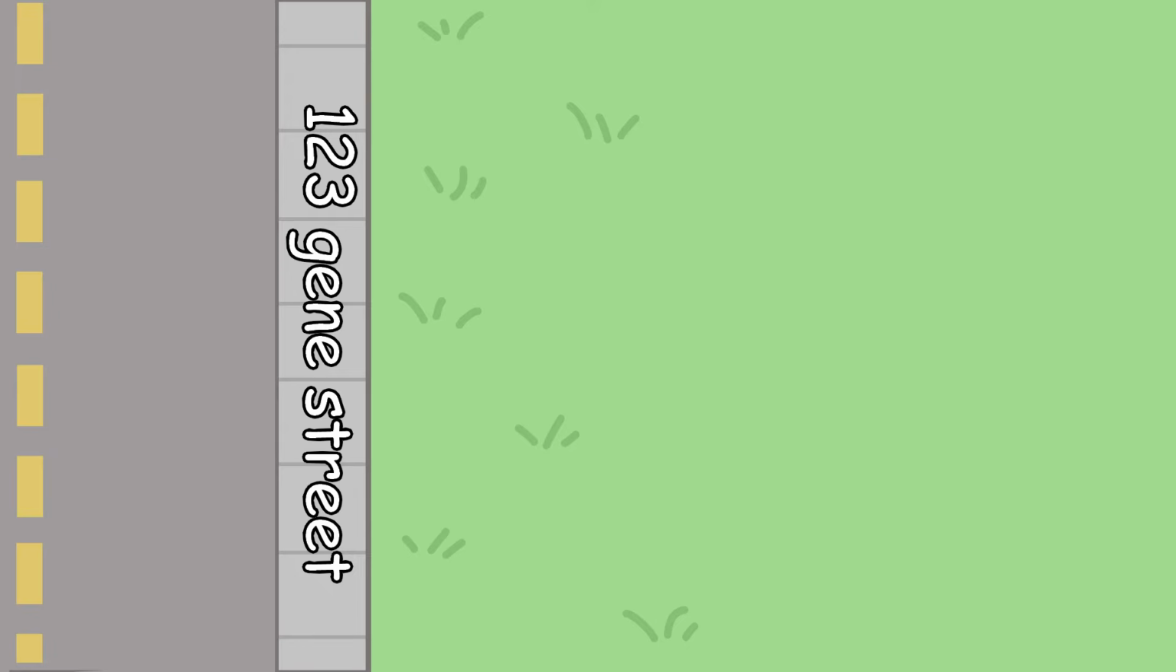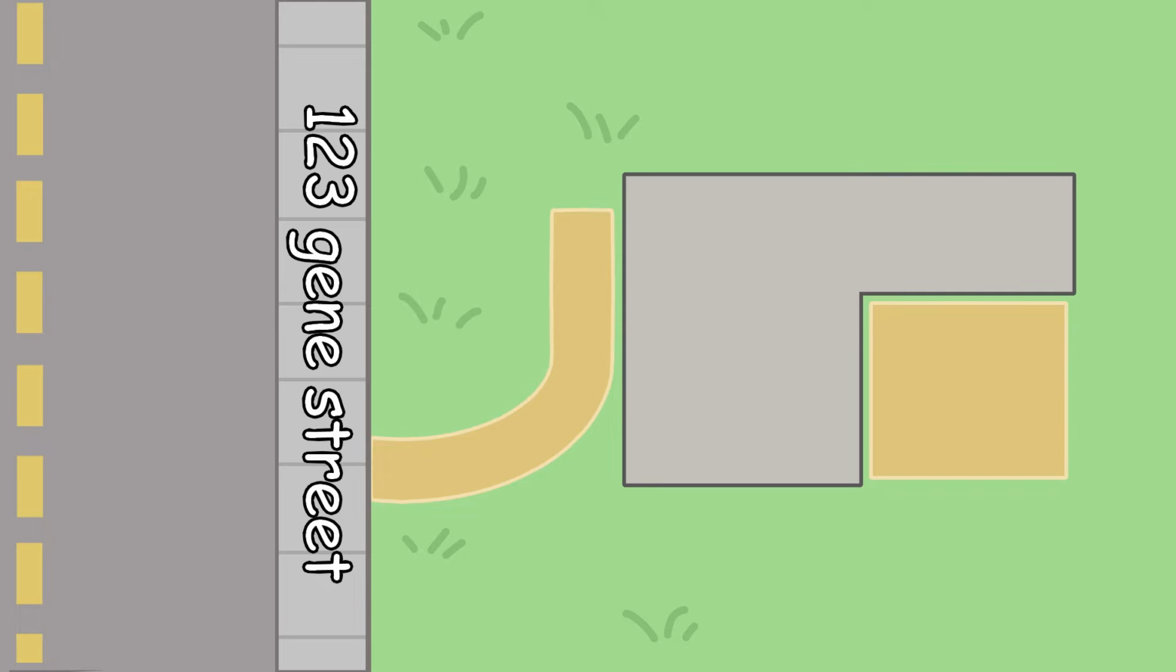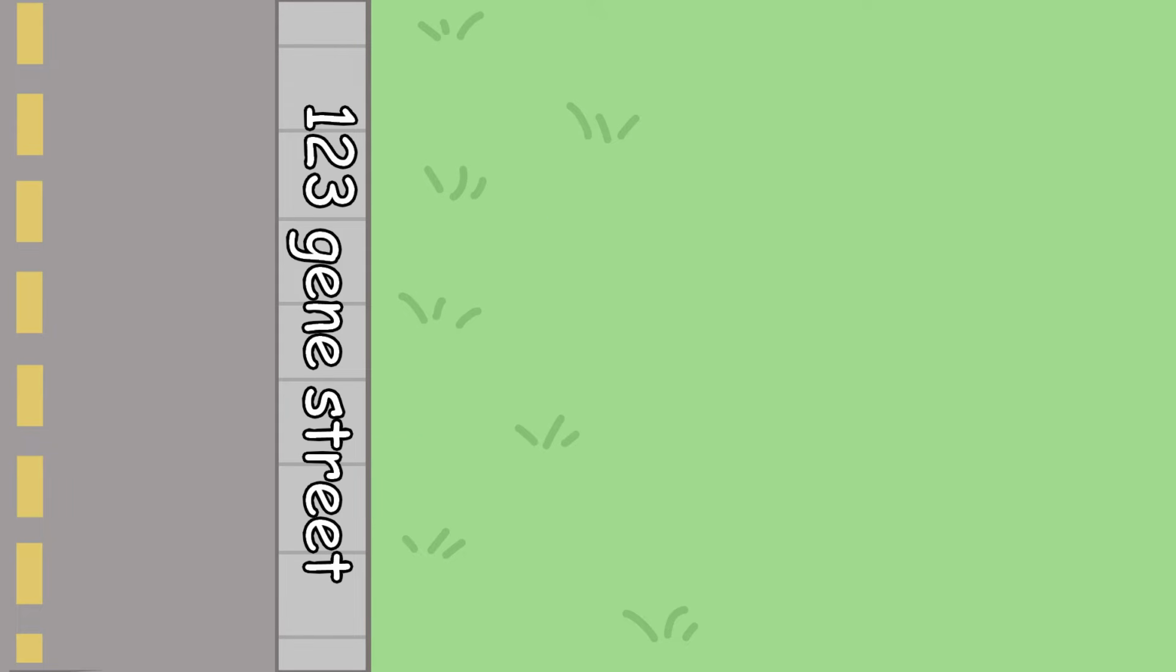Here's a street. All the plots along the street always have the same address. 123 Jean Street is next to 124 Jean Street is next to 125 Jean Street, and so on. But what house gets built on that plot can vary: modern, old Victorian, country style, etc. This is why the word gene can get confusing on its own.